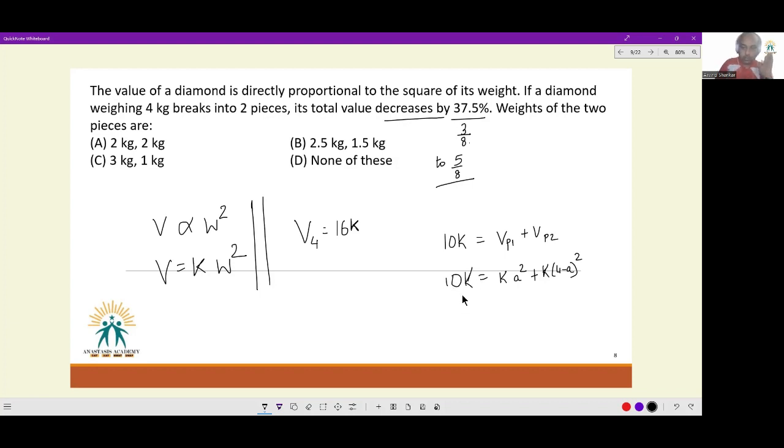So the constant of proportionality can go for a toss entirely. Two perfect squares are adding up to 10. So you can see the only combination that fits is 1 and 3. 1 square and 3 square add up to 10. So the weights of the two pieces that it has broken down into will be 3 kg and 1 kg. We can get to our answer this way. Okay.